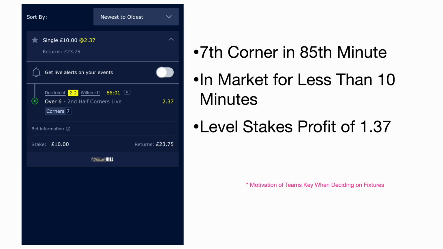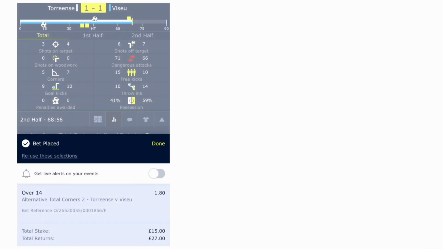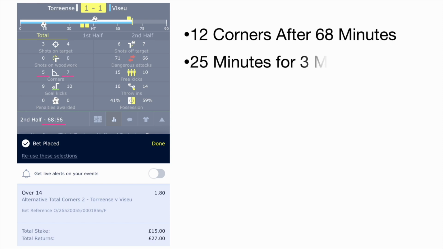And as I said, the motivation of the teams are key when deciding on the fixtures that you get involved in. So let's quickly have another look at another one. This is, I think, the Portugal Segunda League, and I've gone for over 14 here. And you can see that there's already been 12 corners. I'll do my sums there after 68 minutes. So 12 corners after 68 minutes.